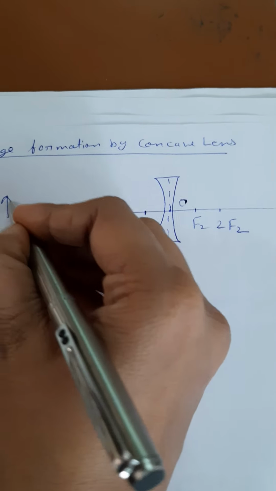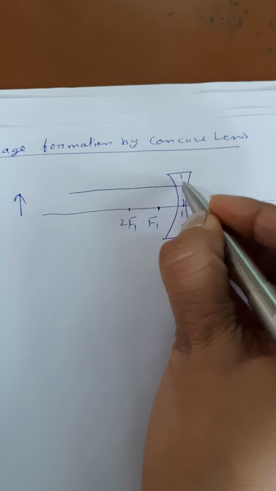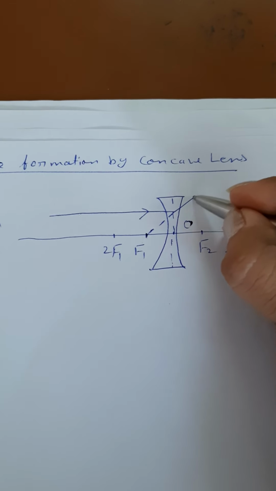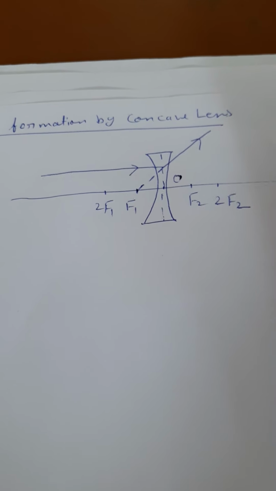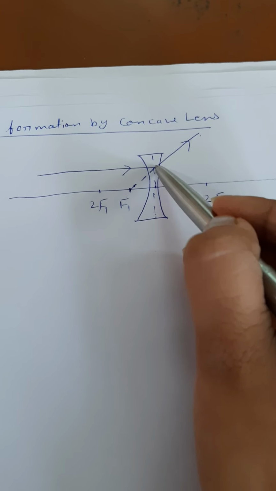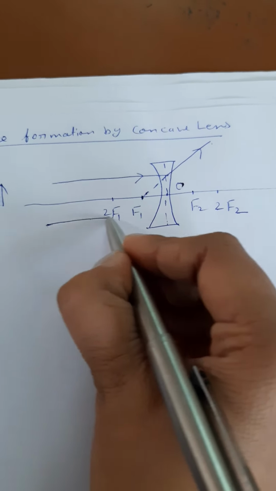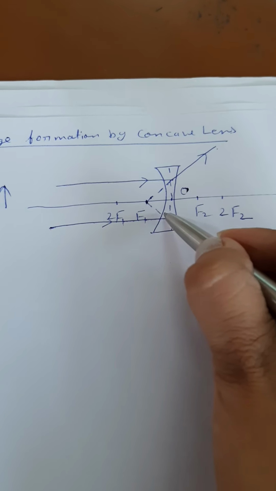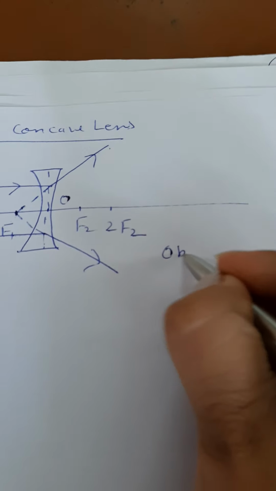Suppose the object is kept at infinity. So what we will do? A ray which is coming parallel to the principal axis will appear to meet at f1. This we discussed when we were discussing the definition of the principal focus of a concave lens. This one is the appearing portion. Actually the rays are going to diverge. When we extend them backward, they will meet at f1. One more, suppose this is the incident ray, so where will it go? It will diverge but it will appear to meet at f1. So what we are getting, where is the position of the object?